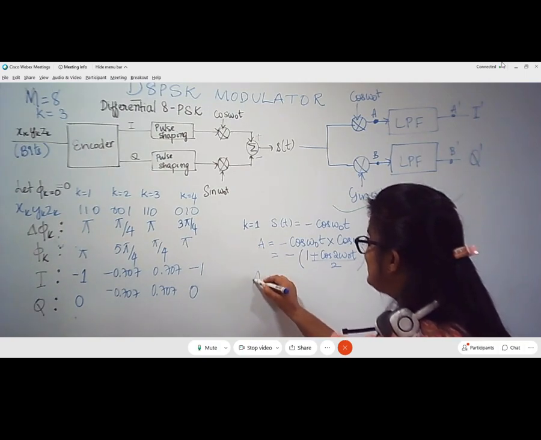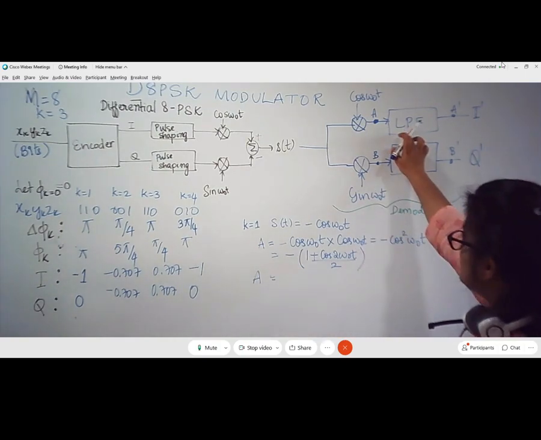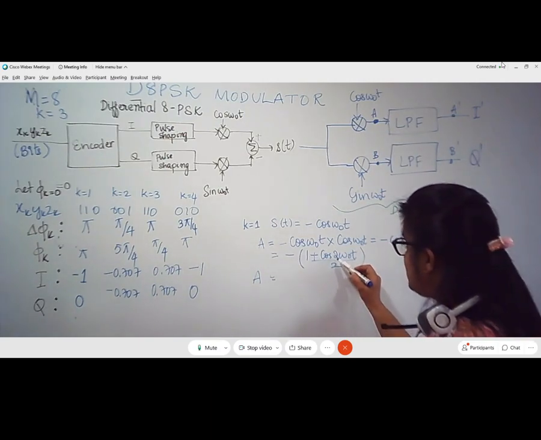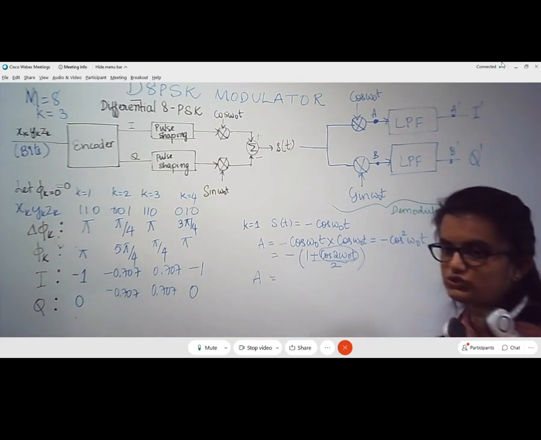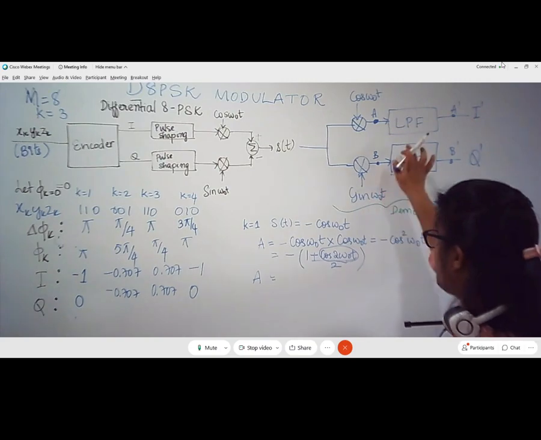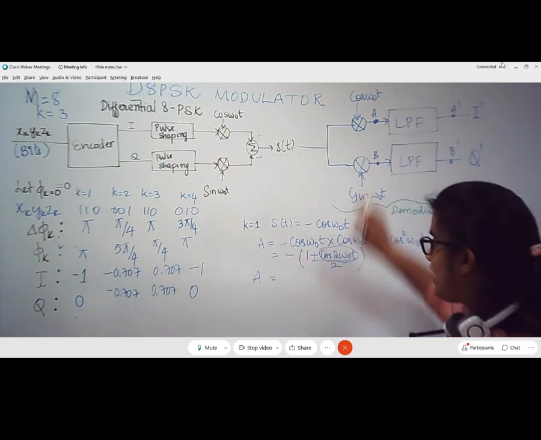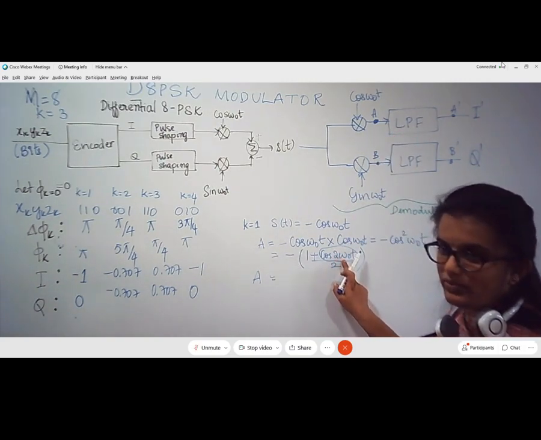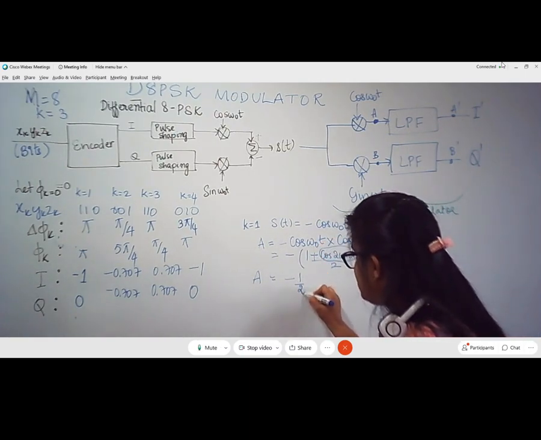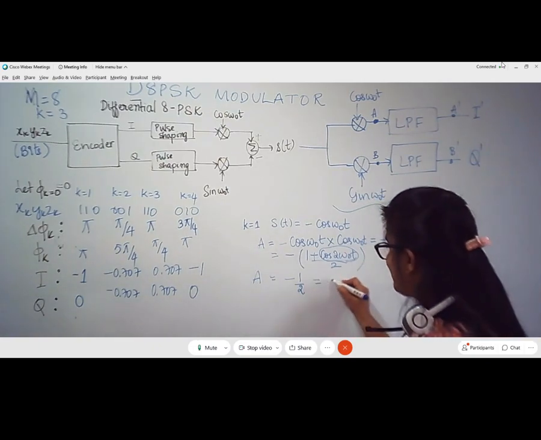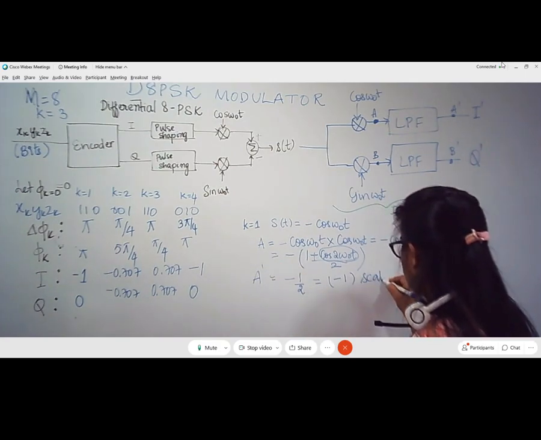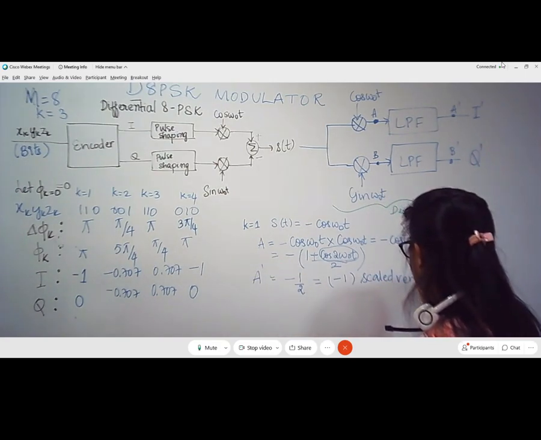You are going to pass this A through an LPF. When you pass this through the LPF, the higher frequency term, which is cos 2 omega naught t, will get filtered out because it's a low pass filter. It's a low pass filter which will have the cutoff far lesser than this 2 omega naught. Therefore, this will get cut off. Only thing that will be left over is minus half, or you can write it as minus 1 with a scaled factor. It's a scaled version of minus 1.